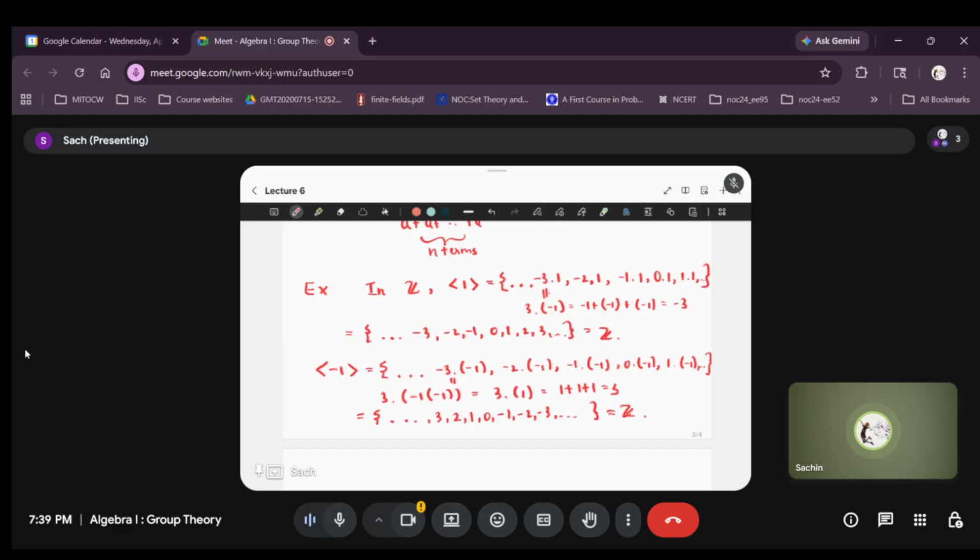Does Z have any other generators under addition? Are there any other generators of this group?